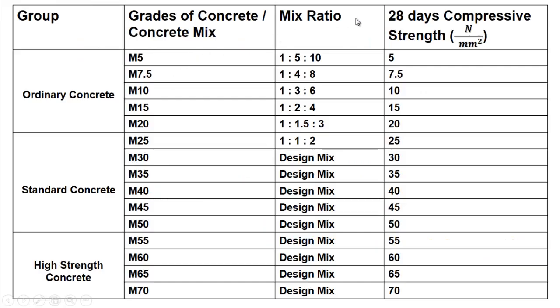Concrete mix ratios and 28 days compressive strength in Newton per millimeter square for different grades of concrete are shown in this table. Here you can see that M5 to M20 grades are categorized into ordinary concrete, M25 to M50 are standard concrete, and concrete from M55 to M70 are high strength concrete. Here the ratio of each grade of concretes are given up to M25 grade concrete. For M25 grade concrete its ratio is 1:1:2. For onward grades of concrete you have to provide a design mix.